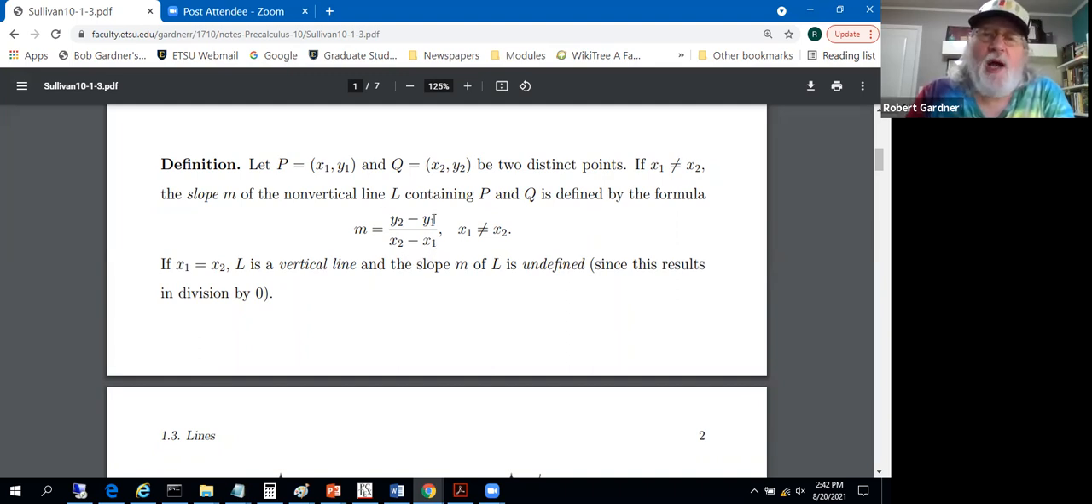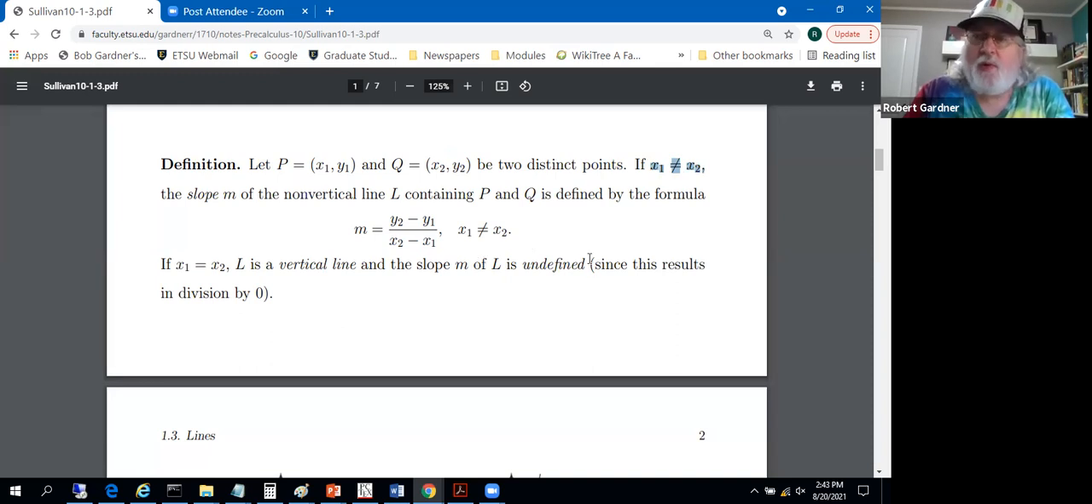It's the change in y divided by the change in x, again, with x1 and x2 distinct, or else we'd have division by 0 and we'd have a vertical line. So you are very much given a non-vertical line and distinct x1s and x2s.